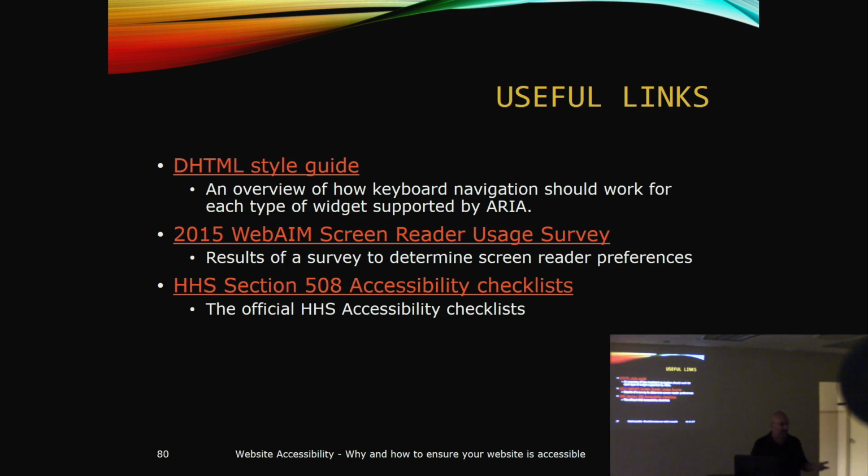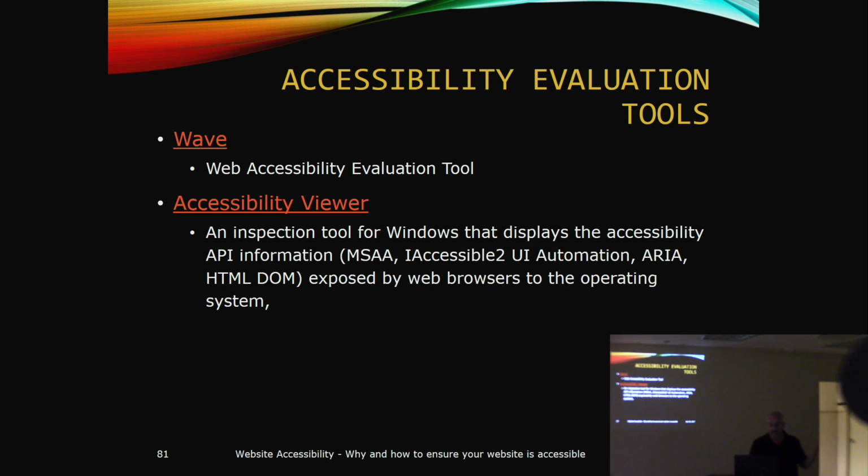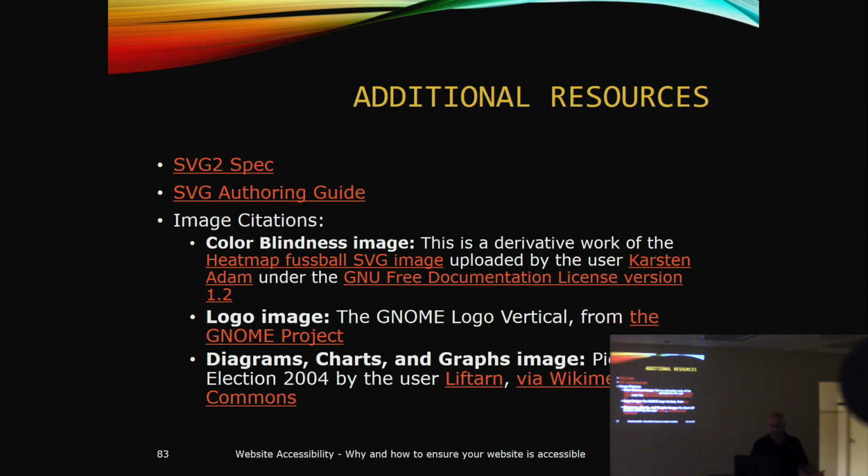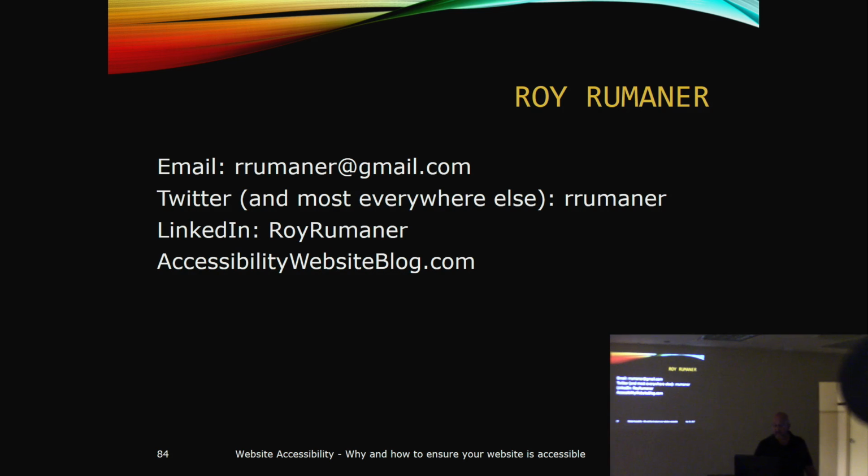Section 508 checklist. Web accessibility evaluation tool. It's a great tool. You go out there, you type your website URL in there, and it tells you on the page exactly what's wrong with your page. And it's really cool. Accessibility viewer lets you see and inspect the page again. These are all kinds of great tools. There are more resources out there, and that's me.